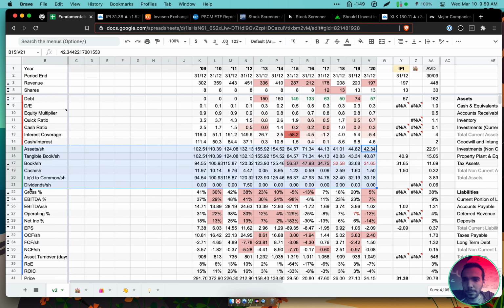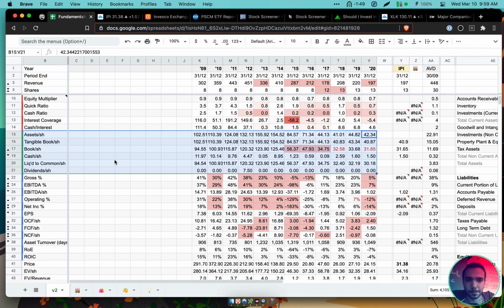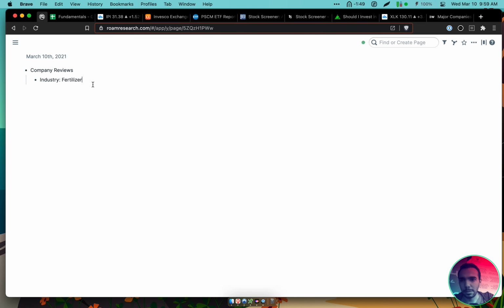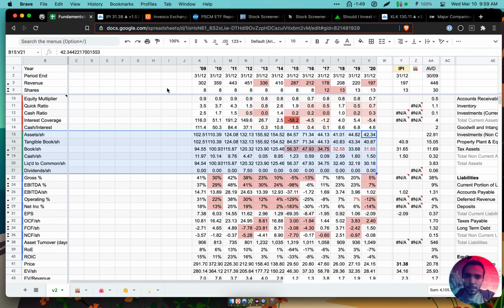All right, let's take a look at assets. Once again, it's good to take notes while doing this. Agriculture inputs, is that what they're called? All right, so we're looking at IPI. Okay, so let's see what they got. Tangible assets is 40 bucks out of 42, so not a whole lot of the intangibles, that's good.